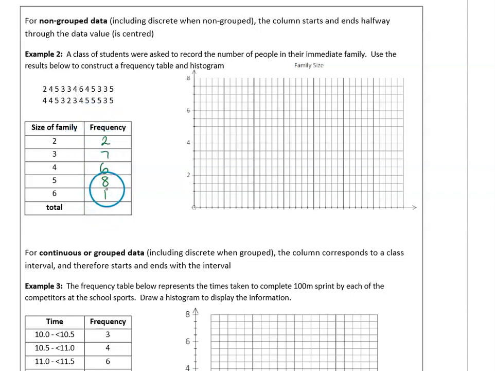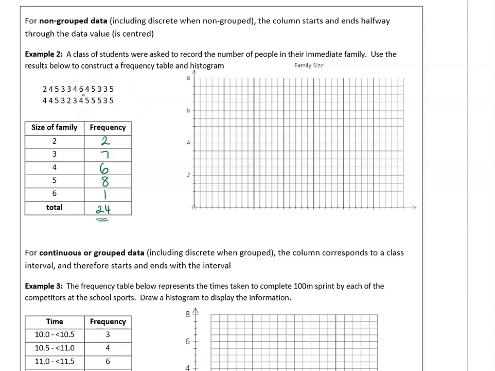And so in total, when I add all those numbers up, there are 24. I should always check that my total in my frequency table, so when I add 2 plus 7 plus 6 plus 8 plus 1, 24, is the same as the number of data points. Because if I've missed one by mistake, that's a way of picking it up.